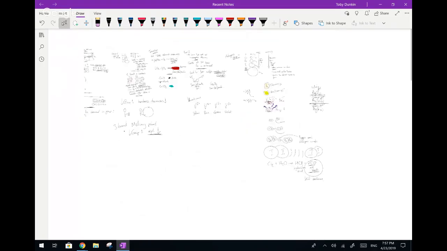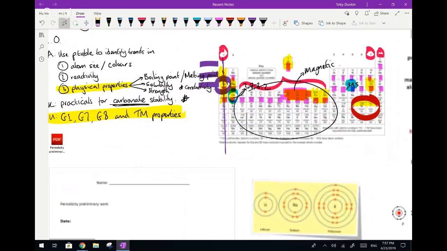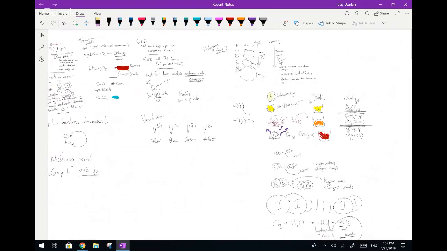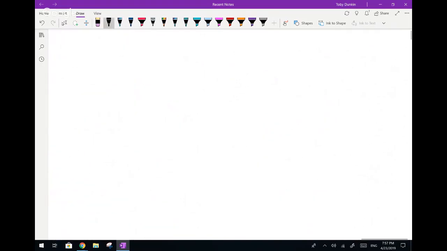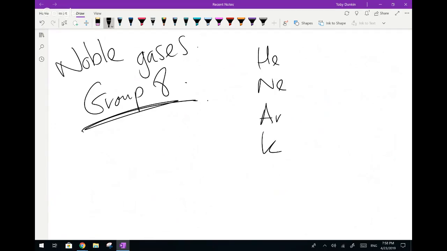Cool. So we've done all of group 7 now, which is ACE. So we get to tick off group 7. Tick, and that's done. Last one, group 8, otherwise known as the noble gases. Everyone loves the noble gases. Otherwise known as group 8. Okay, so the noble gases are helium, neon, argon, krypton and xenon. So these are our noble gases.